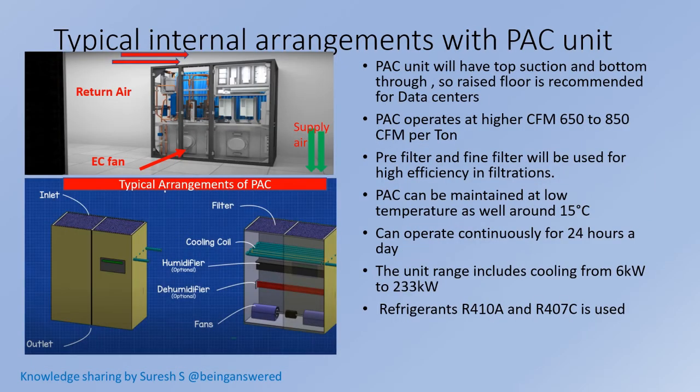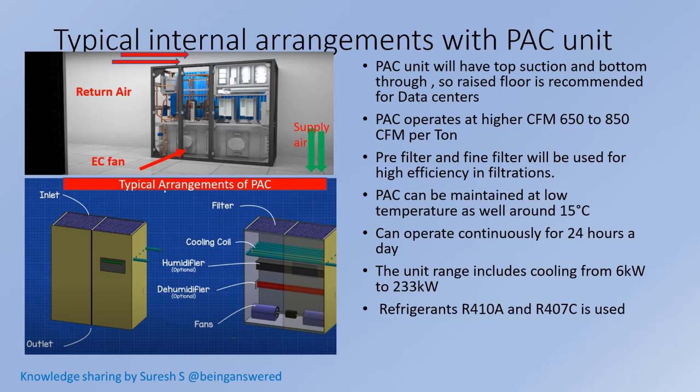So the typical internal arrangement of a PAC unit you can see here. A PAC unit will have a top suction and bottom throw. So a raised floor is recommended for data centers. PAC operates at higher CFM, 600 to 850 CFM per ton. Pre-filter and fine filter will be used for high efficiency filtration.